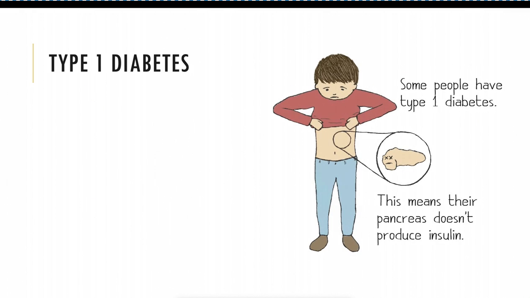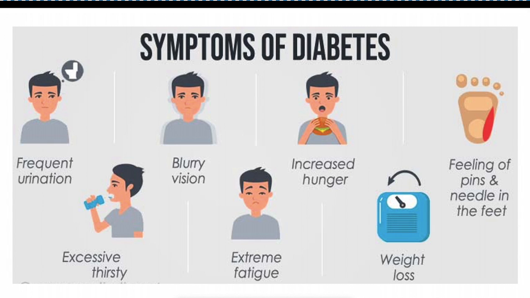Now look at this, we have got two types of diabetes. Now we're going to look at the first type of diabetes. So look at there, some people have type 1 diabetes, and this means their pancreas doesn't produce the insulin. Some symptoms of diabetes, we can have frequent urination, blurry vision, increased hunger, extreme fatigue, and excessive thirst.